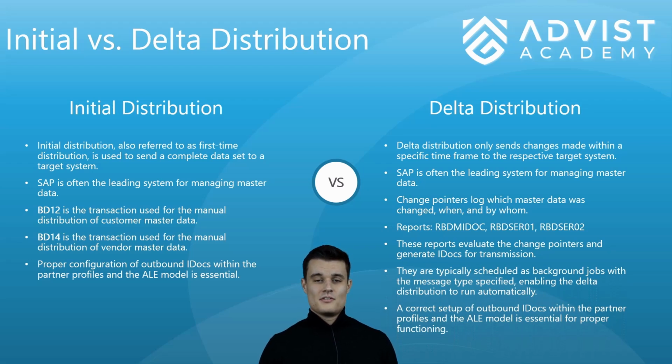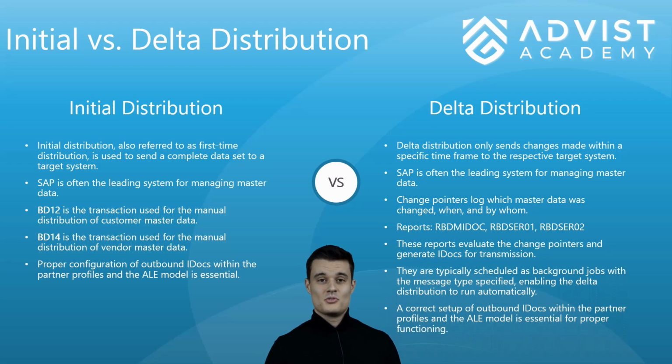Delta distribution typically runs automatically in the background through scheduled jobs. SAP determines which data needs to be sent by evaluating change pointers. Change pointers record which master data was changed, when, and by whom. The reports RMITIC, ROTSER 01 and ROTSER 02 can be used to evaluate these change pointers. Based on this evaluation, the reports generate and send iDocs.